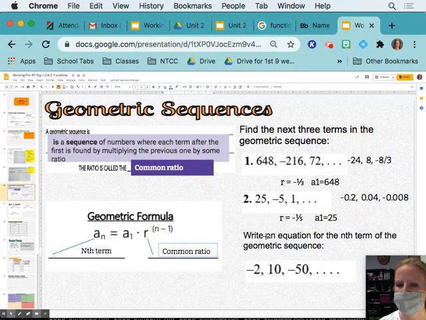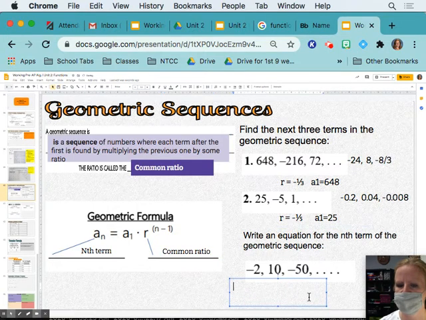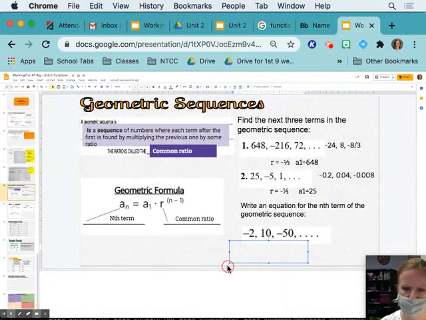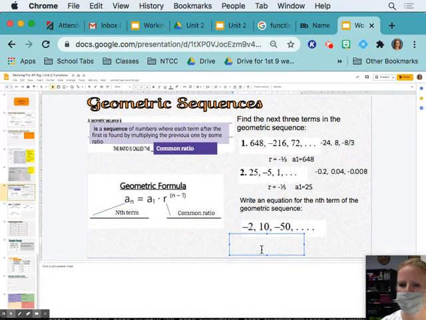So let's write an equation for the nth term of this geometric sequence. We need to identify what our common ratio is and what our first term is. Let me move this up so y'all can see it better. Our A1, our first term, is -2. We just need to find R.